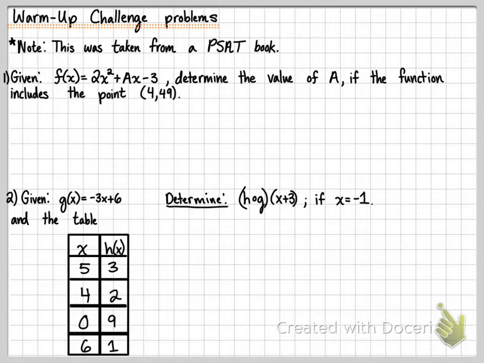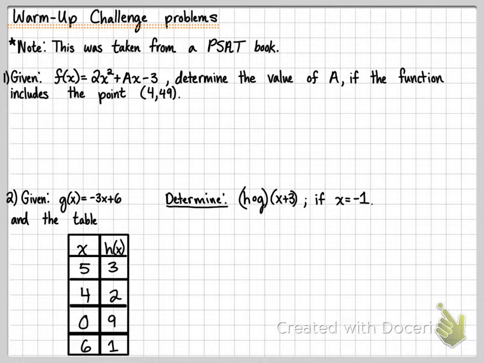So today we're going to be talking about the last lesson in this unit, and we're going to go over a challenge problem from a PSAT book. So if we look at this, given f of x equals 2x squared plus ax minus 3, determine the value of a if the function includes the point (4, 49).